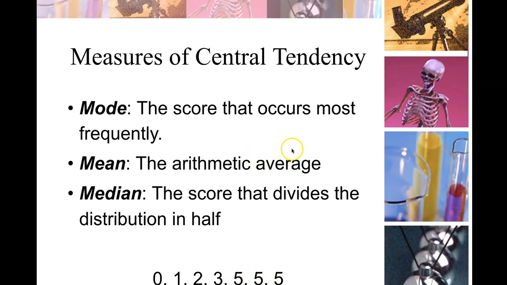The arithmetic average is going to be, we've got to add them up and then divide by the number. So we've got 0 plus 1 is 1, plus 2 is 3, plus 3 is 6, plus 5 is 11, plus 5 is 16, plus 5 is 21, divided by 7 numbers, so the mean is 3, right? We just add them up, divide by the number of numbers.